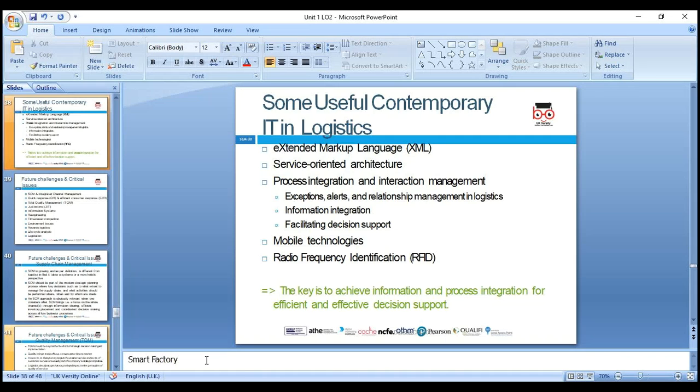Have you heard anything about smart factory? Any truck or lorry entering the warehouse, the automatic system will count the items. The system will update the inventory because there are sensors in place and the stock will be auto updated.